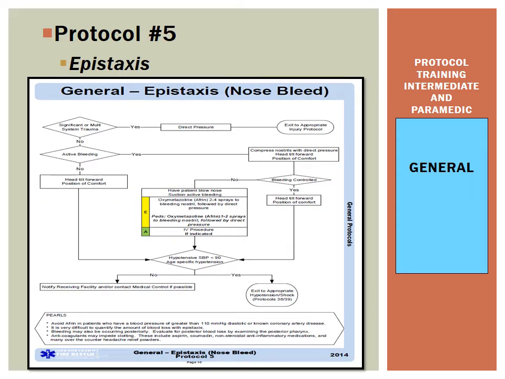Protocol 5 is our epistaxis protocol, or a nosebleed protocol, and this protocol is broken down between whether or not your patient is a significant or multi-system trauma patient, and that's what's causing the nosebleed, or whether or not this is just a nosebleed that's actively bleeding that you can't control with direct pressure. So we're going to ask the question, is it significant or multi-system trauma? If the answer is yes, we apply direct pressure and exit to our injury protocol. If the answer is no and it's still actively bleeding, we compress the nostrils with direct pressure and tilt the head forward into a position of comfort. If that doesn't stop the bleeding, then we're going to go on to one of our new medications, which is Afrin. We're going to talk about that in a minute.